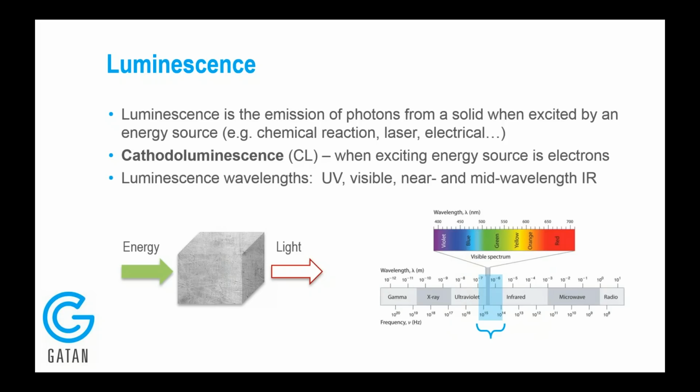So cathodoluminescence is visible wavelengths, but it also extends outside of the visible wavelengths into the ultraviolet and into the near and mid wavelength infrared. This section of the electromagnetic spectrum, somewhere in the middle, covering from the ultraviolet, about 200 nanometers, through to the mid wavelength IR, would be termed luminescence, or cathodoluminescence if we're exciting with electrons.